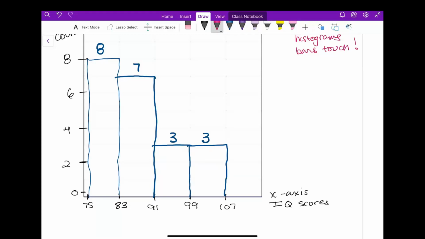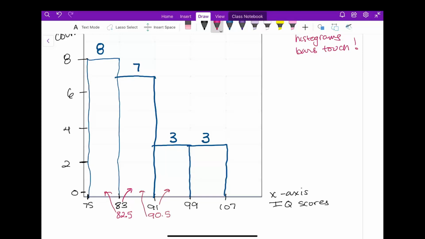Sometimes some books, some instructors don't want you to use 83. 83, if you remember, belongs to this bar here. So some instructors, some books don't want you to use 83, and they would actually use something like 82.5. And that 82.5 would belong to this bar. Instead of 91, they would use 90.5. So the 91 would belong here, and this one belongs here.